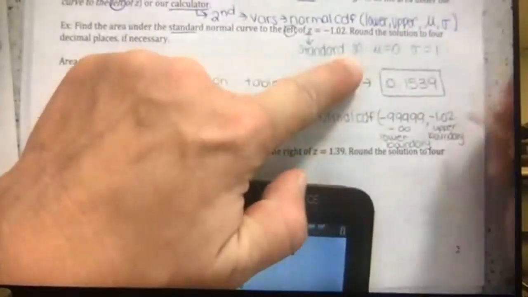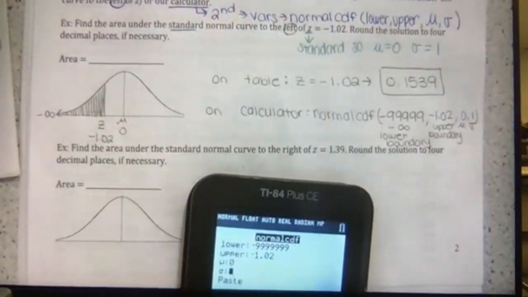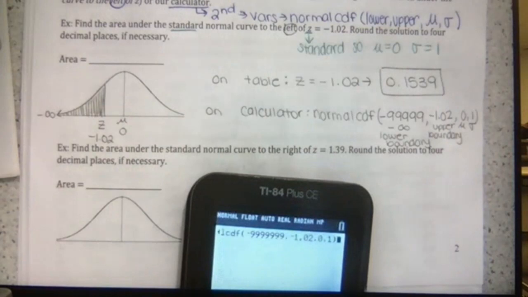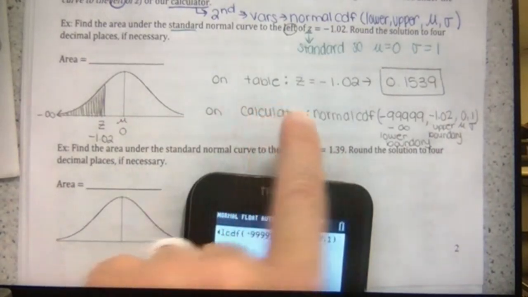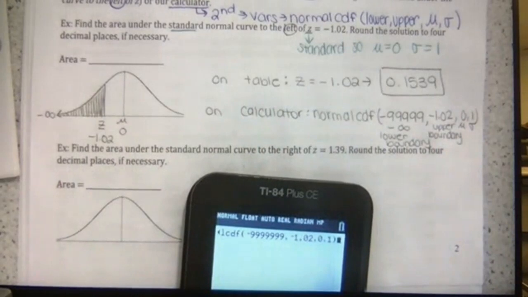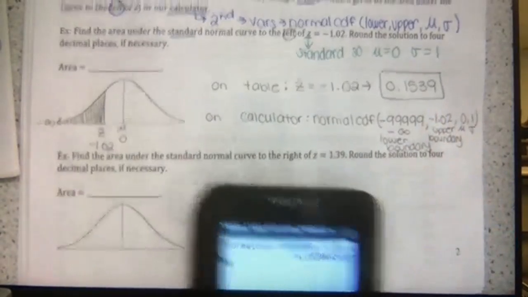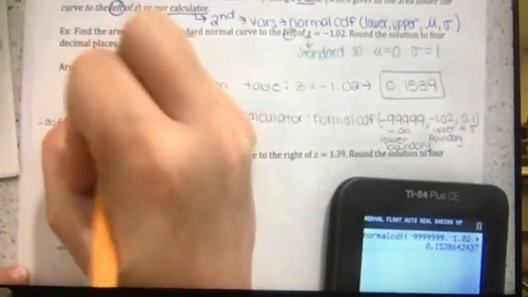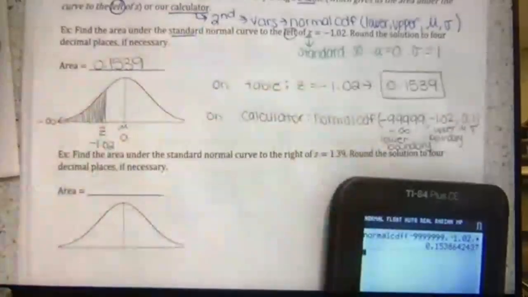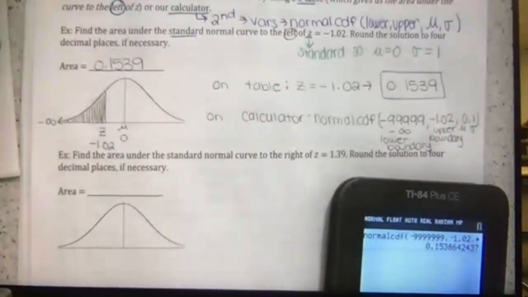We said that it's normal, so our mean is 0 and our standard deviation is 1. So -1.02 for our upper, mean is 0, standard deviation is 1. Notice whenever I go down to paste and press enter, it gives it to me exactly like I have it written, and that's exactly how it would be if you have an older calculator. And then press enter. Boom, there's our answer: 0.15386, which rounds to 0.1539. So either way, you get 0.1539.